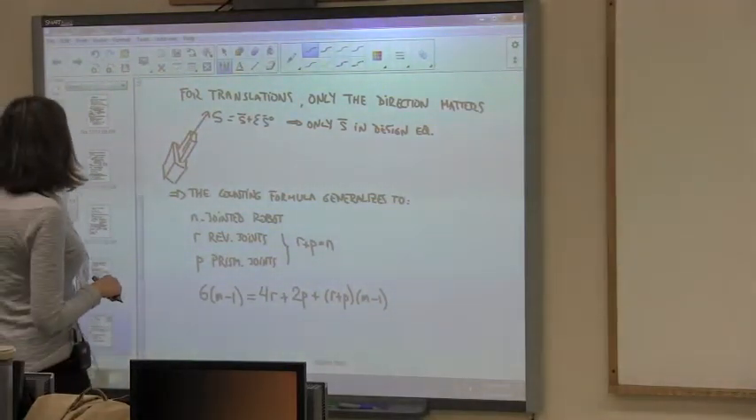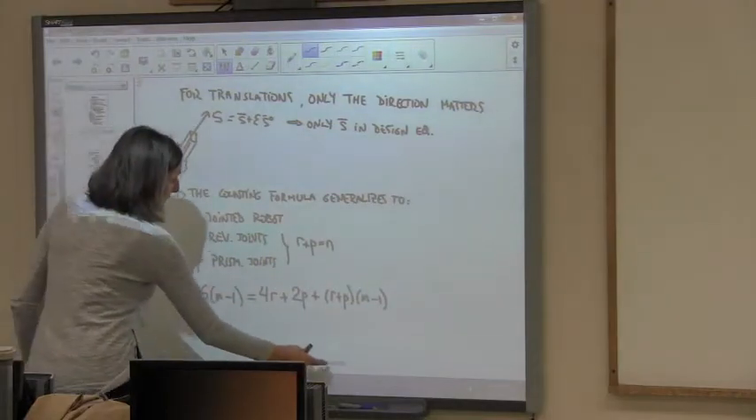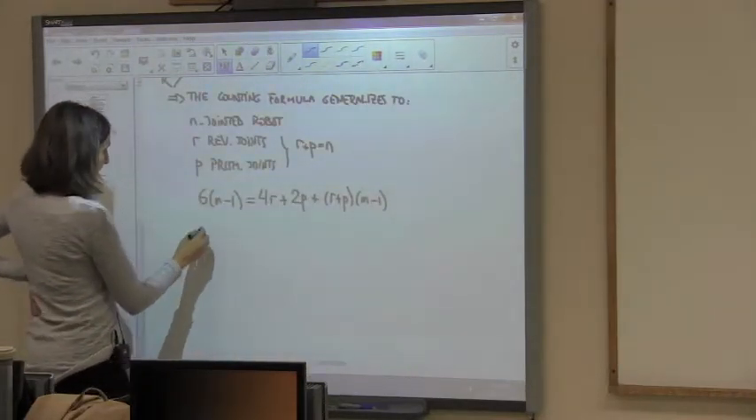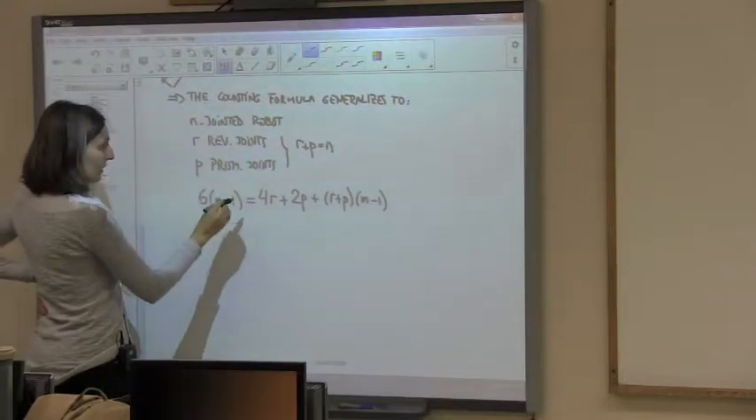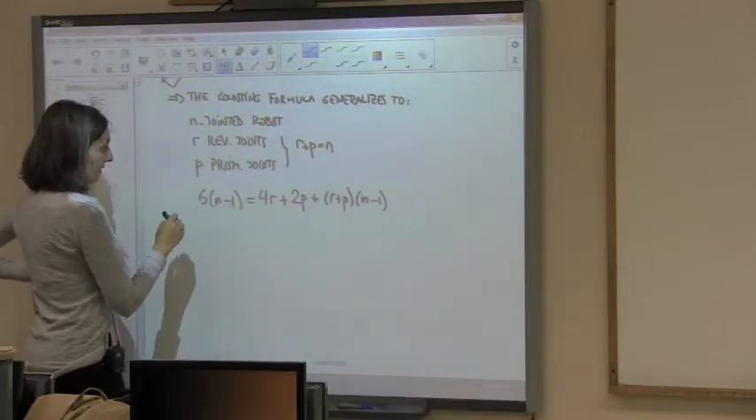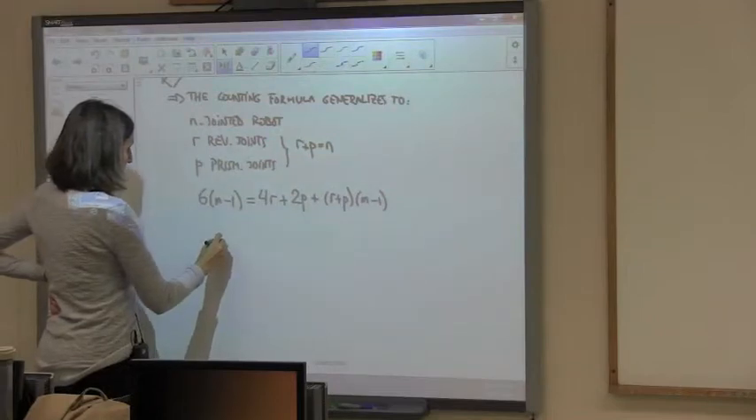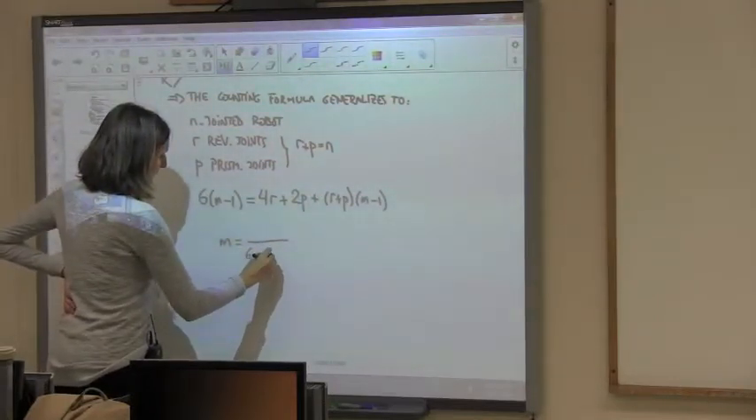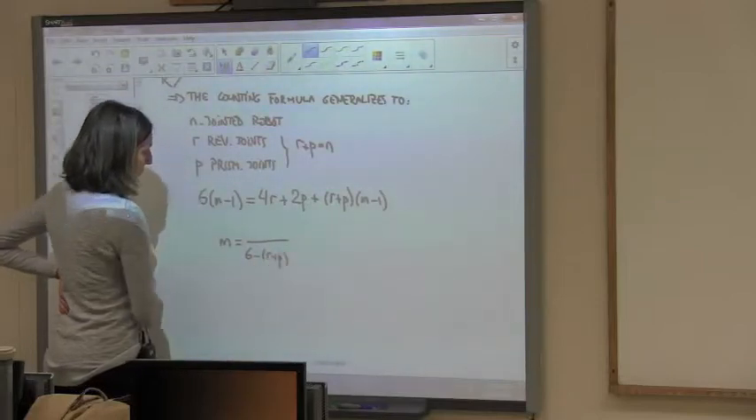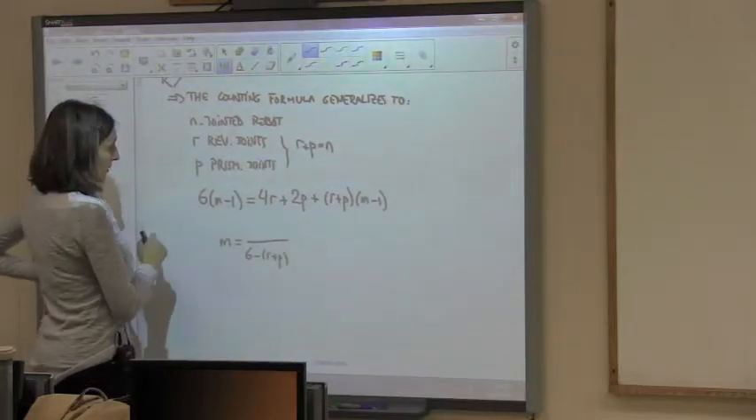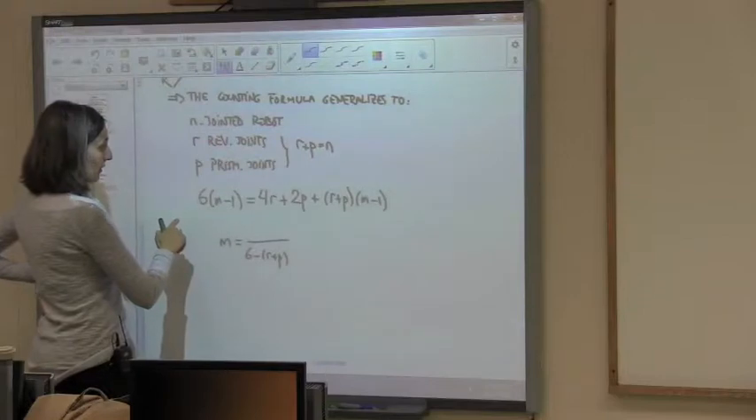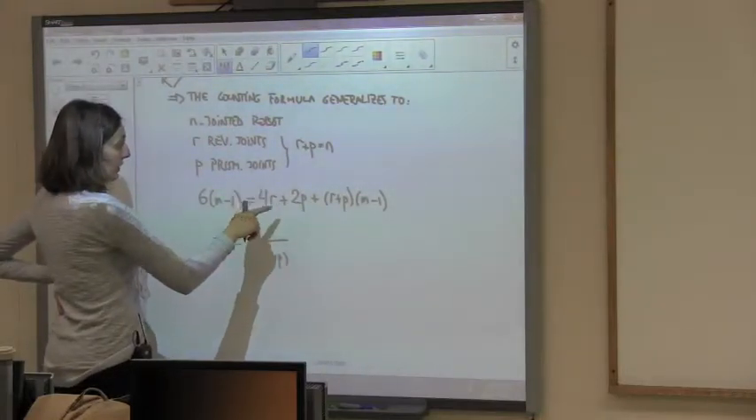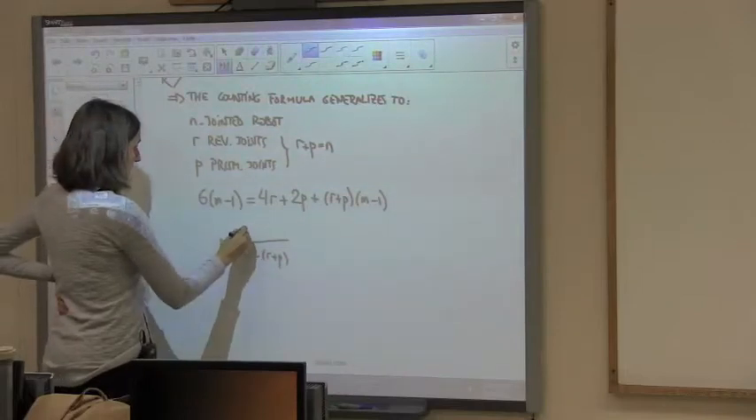And now we have to solve for m here, and I don't remember, so you guys will have to help me. So we have 6m minus (r plus p), so m equal to something that has 6 minus (r plus p) here, right? And here we have 4r plus 2p minus 1, so 3r plus p plus 6, right?